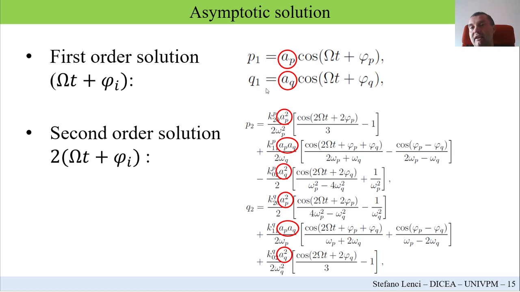So we have basically a harmonic oscillation with amplitudes A_P and A_Q respectively in the p variable and the q variable, and with frequency omega, which is the frequency of the external excitation. Then for the second order solution, you have again oscillation but with frequency 2 omega now, and the amplitudes are A_P squared, A_P A_Q, and A_Q squared.